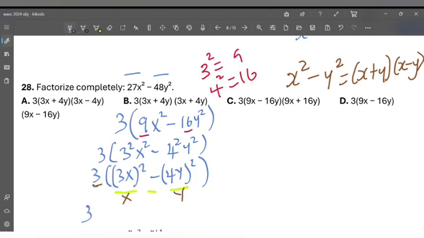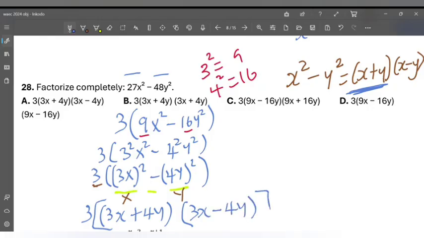So that's 3 into, now it's time for difference of two squares. So I'm going to have (3x plus 4y). So that is the first part. It corresponds to x plus y. And then I open my brackets, write the same thing again, 3x, but I'll change the sign, minus 4y. All right. So this is the complete factorization of the question, which corresponds to option A.